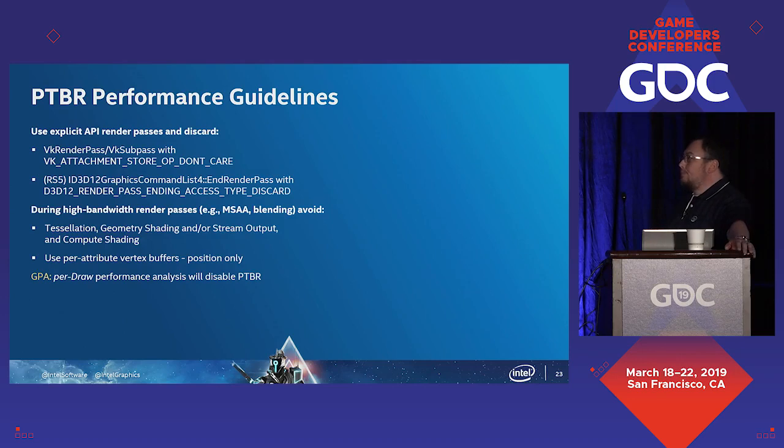And one last note: if you're using GPA and the per draw analysis, you might notice some differences in the performance data, because in that case the tile-based rendering will be disabled. That's just for ease of use, both for the driver and for the user. But it still works if you're doing full frame analysis.